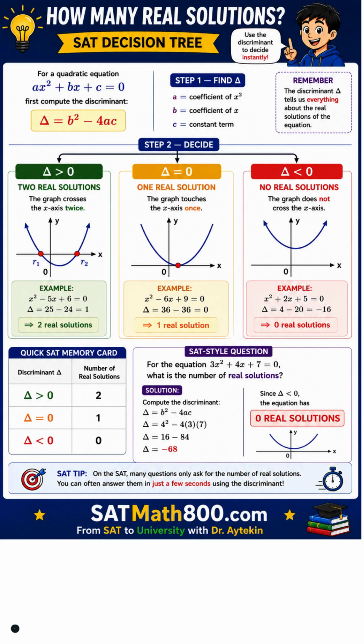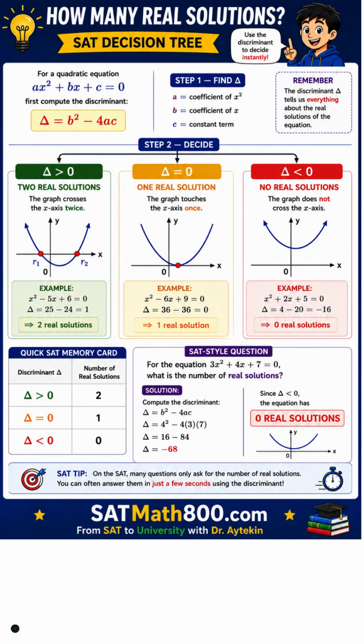This example question is a typical SAT question. Wording may change from time to time. What we first do is write the coefficients clearly. Just here, for example, a is equal to 3, b is equal to 4, and c is equal to 7. After you decide those, it's very easy.